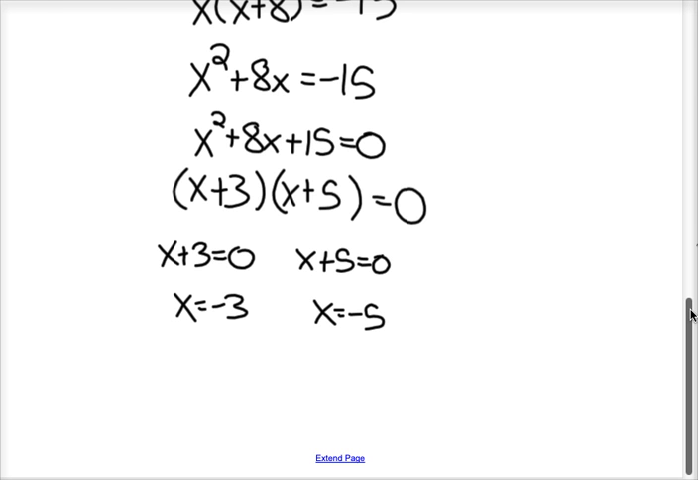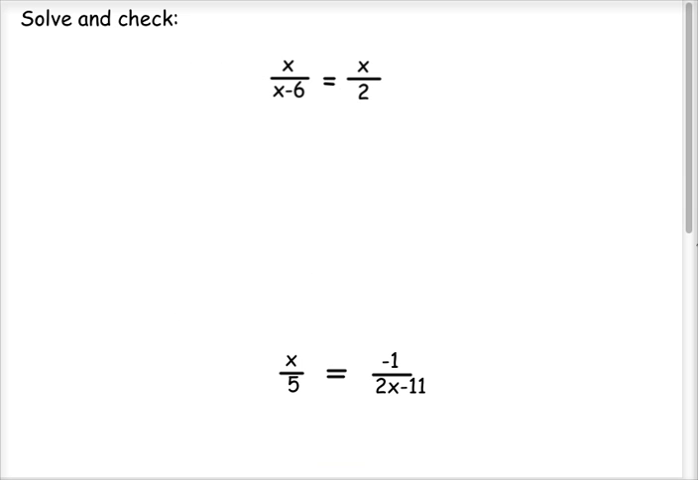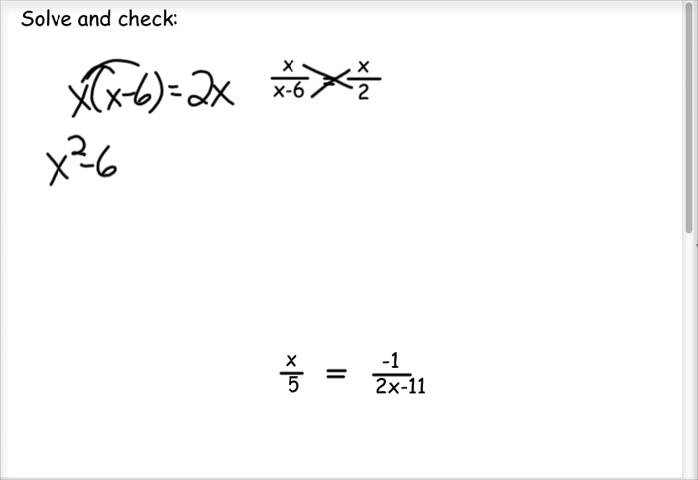All right, flip the page, please. And we're going to work on our next example. So here again, set up our cross product. So x times x minus 6 is going to equal 2x. Distribute that. So x squared minus 6x equals 2x.